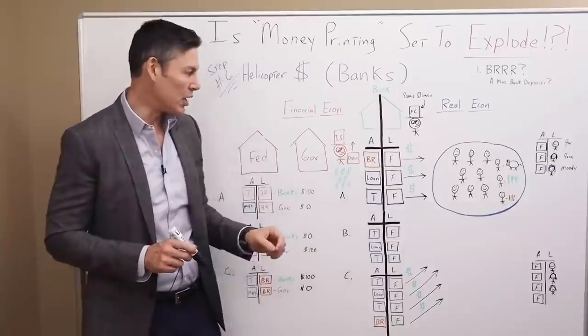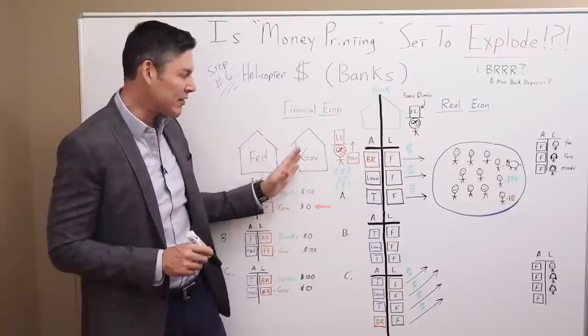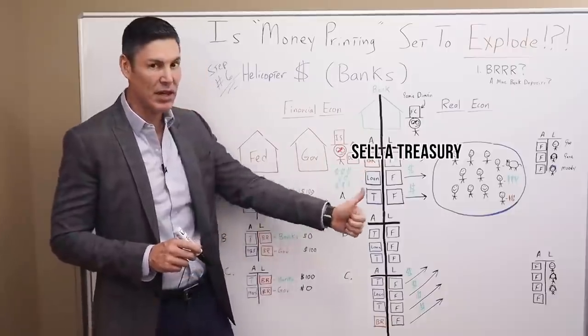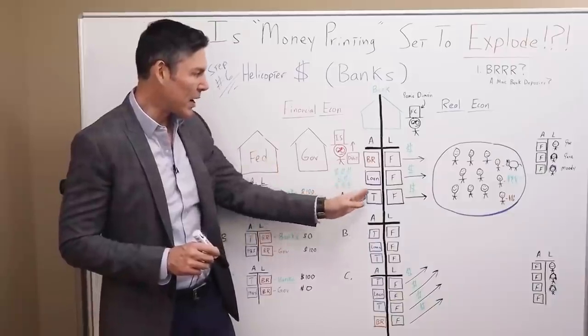Your drunk, insolvent Uncle Sam needs to buy some votes, so he wants to send a stimulus check to Moody the millennial. He doesn't have anything in his account, so he needs to sell a treasury. Same thing as in the last step. In this case, he sells it to the banking system.